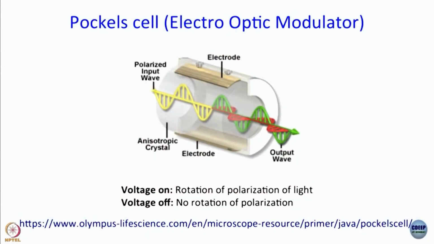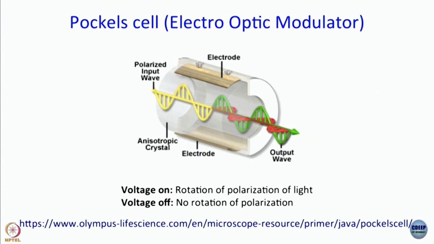Now, the question is, how do you do it? How do you at your will switch on the cavity? You do it by using something called a Pockels cell. This colorful diagram is from, I think, the Olympus website, but you would find more informative sources in many places.